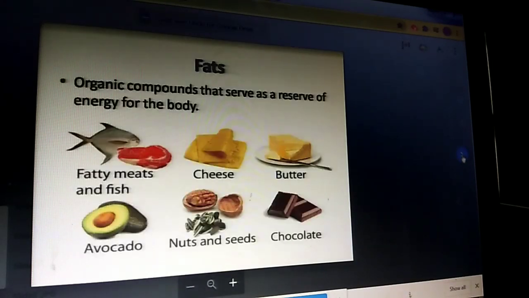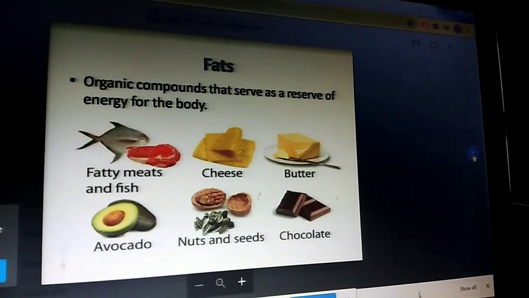Now coming to the next component of food, which is fats. Fats are organic substances.